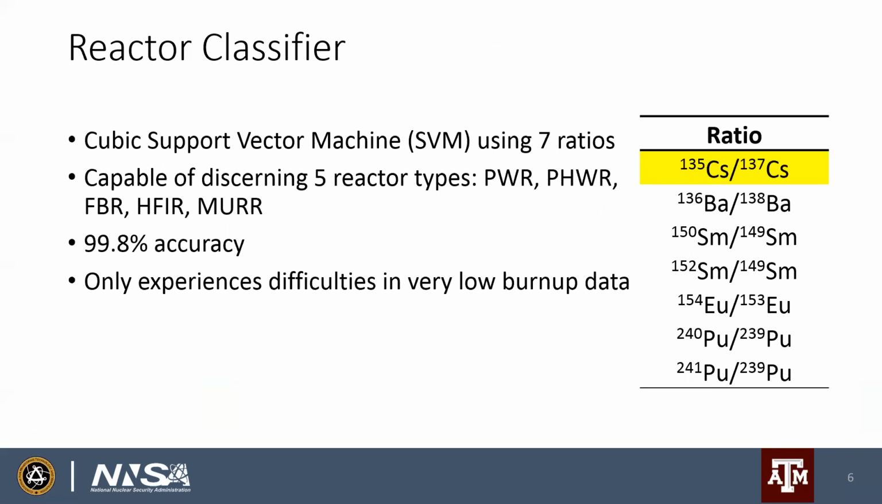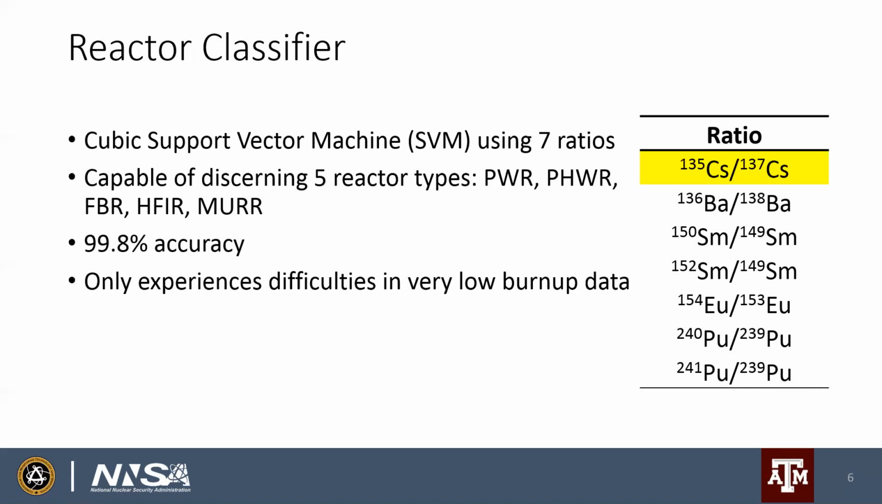Right now, we're capable of discerning between 5 different reactor types: a PWR, PHWR, FBR, HIFER, and MER. The PWR, PHWR, and FBR are kind of generic versions of those reactor types. The HIFER and MER are a little bit more specific. Those are 2 research reactors. HIFER is at Oak Ridge, and MER is at the University of Missouri.